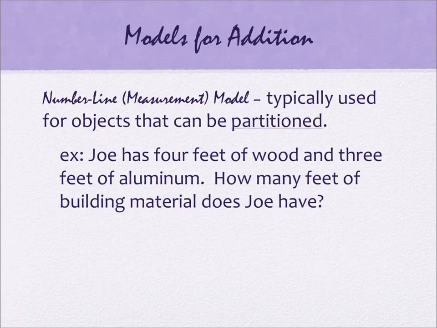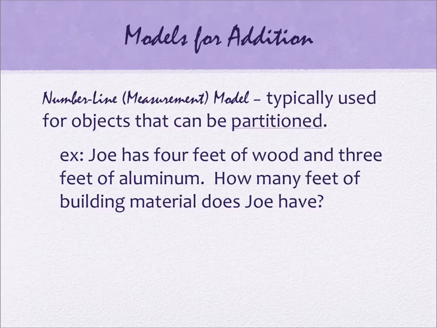For example, Joe has 4 feet of wood. Right? It's not counting a piece of wood, it's counting how long the wood is. It doesn't have to be a whole number, but we're working with whole numbers. But we're not counting objects, we're counting some sort of a measurement about the object, in this case length. So Joe has 4 feet of wood and 3 feet of aluminum. How many feet of building material does Joe have? So in some sense, we're sort of measuring this, and you see us draw a number line to do so.